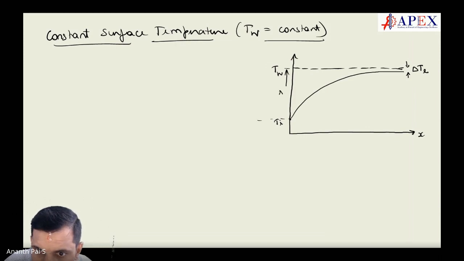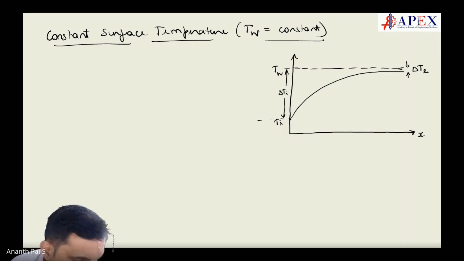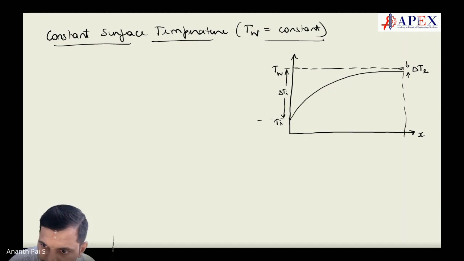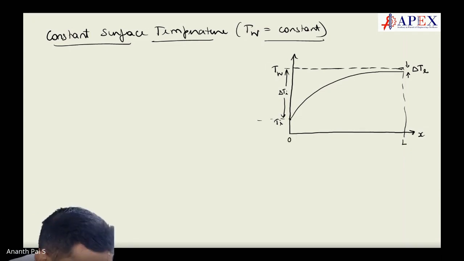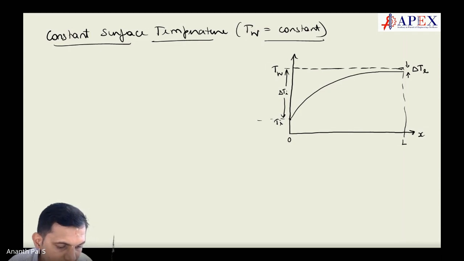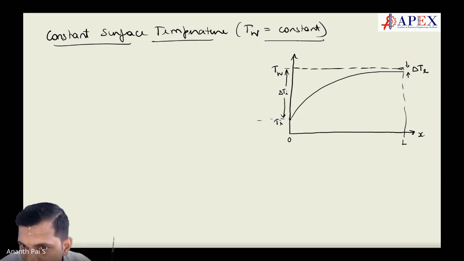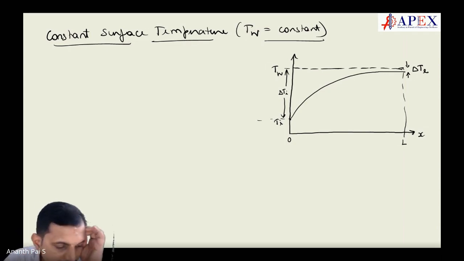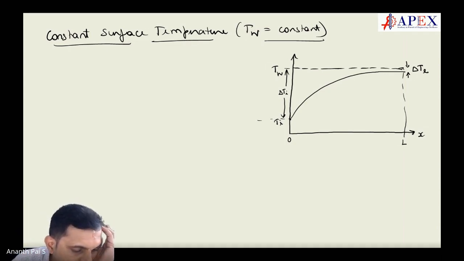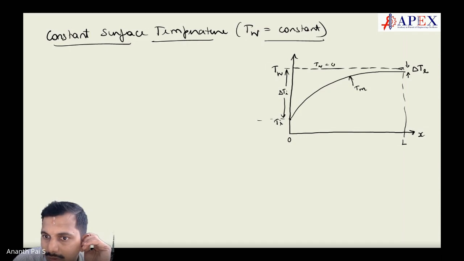This is delta T at the end. Correct. So this is the length L of the plate, let us say from 0 to L. So here you have T exit. Delta T exit is done, but that is T exit. We know that. And notice this is the T mean variation, and this is T wall, which is equal to constant.